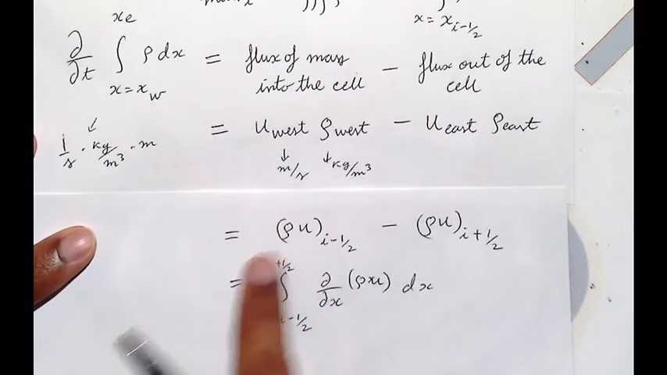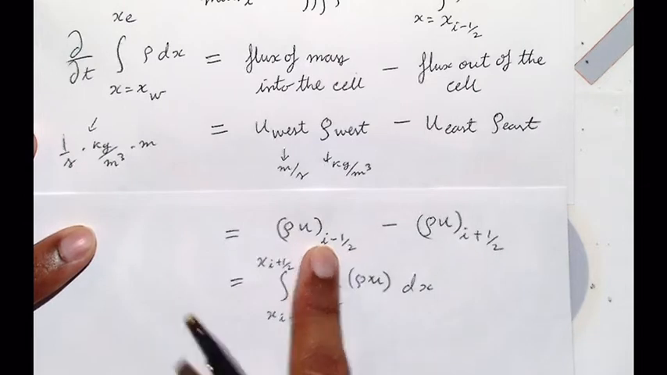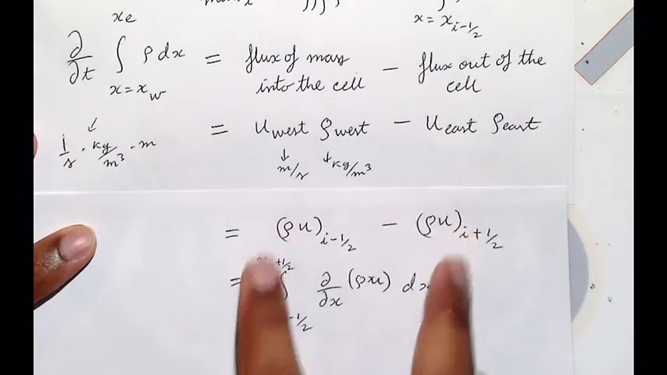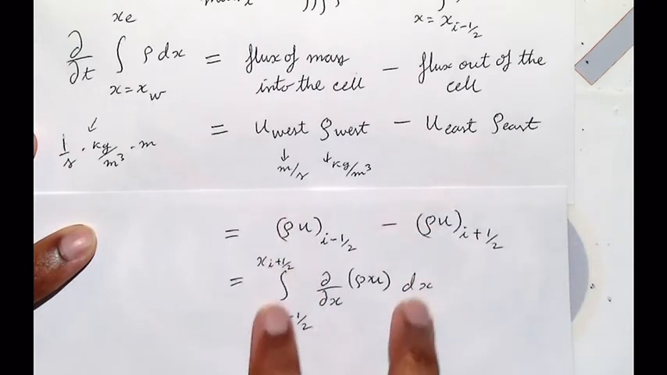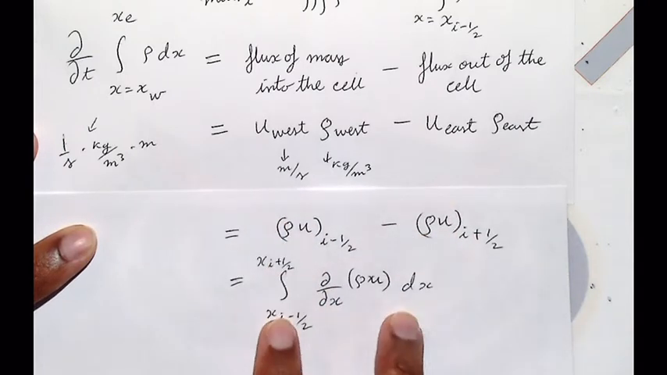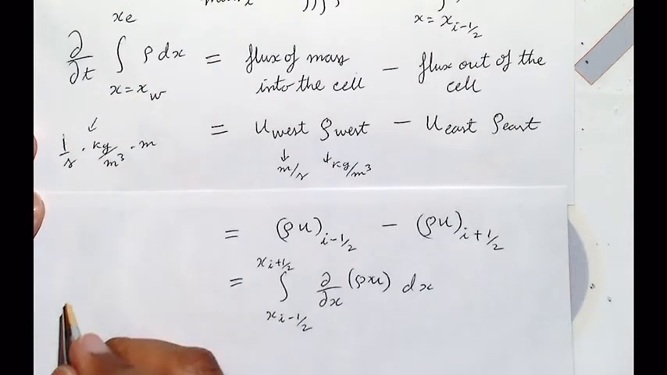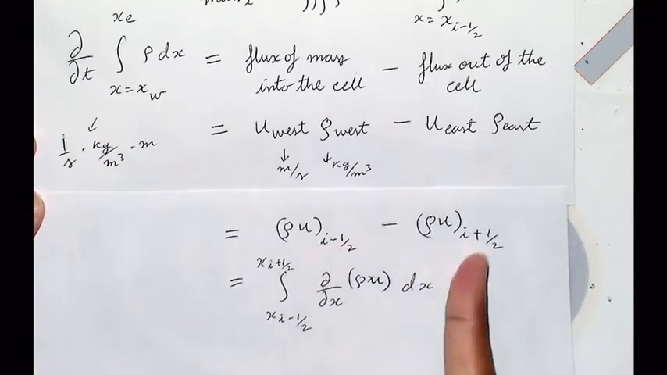So rho u at i minus half, I'm trying to change this to an integral form. So these two are exactly equivalent, right? And now I will write this one over here. There's a minus. Yeah, there's a minus.